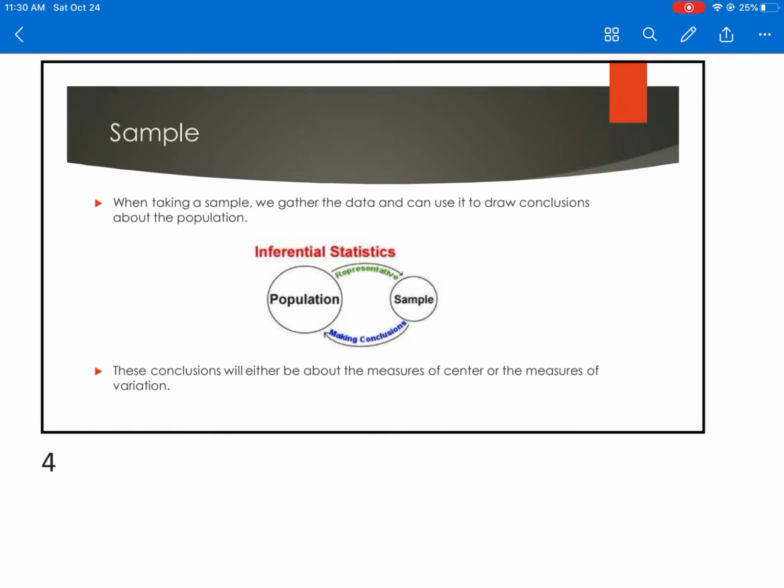So when taking a sample, we gather the data and can use it to draw conclusions about the population. Okay, so again, the population, we want to do a representation of that. So we take a sample, and then from that sample, we make conclusions based off the population. So these conclusions will either be about the measures of center or the measures of variance.